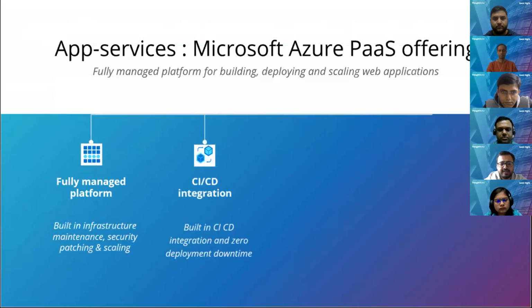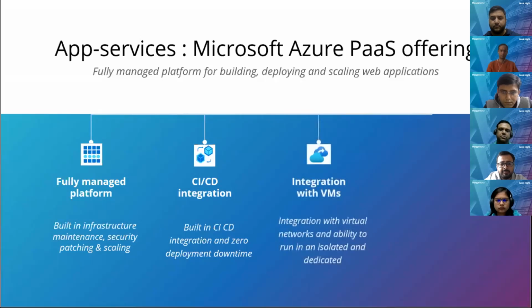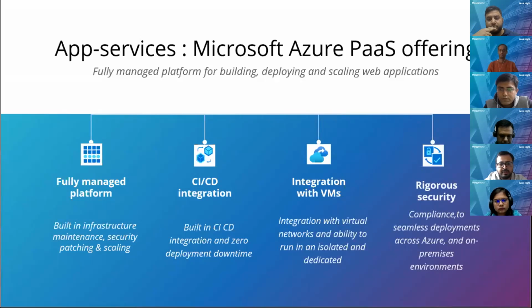App Services also provides CI/CD integration automatically. And using that, you can deploy without any downtime. App Services also provides automatic integrations with other VMs and virtual networks so that you will have the ability to run in an isolated and dedicated environment. Also, App Services comes with the inbuilt rigorous security of Microsoft, with compliance for seamless deployments across Azure and even on-premise environments. These are the major characteristics of App Services, which make it a platform as a service offering from Microsoft.